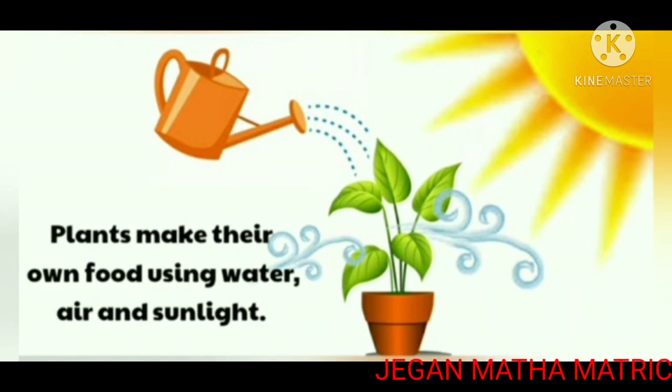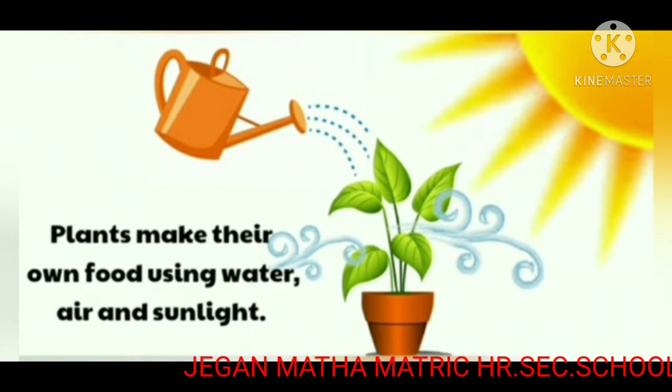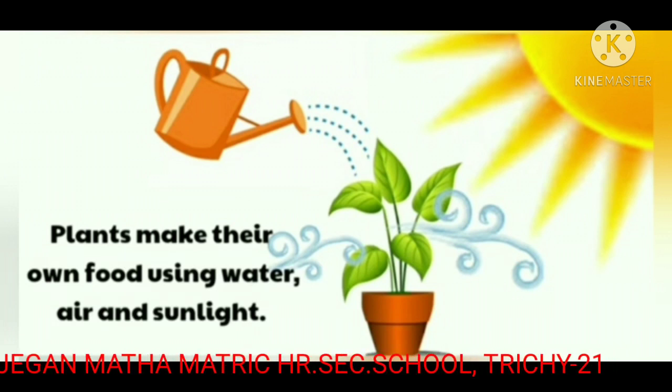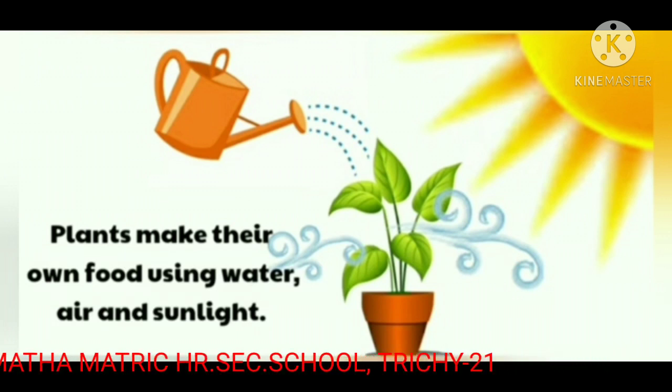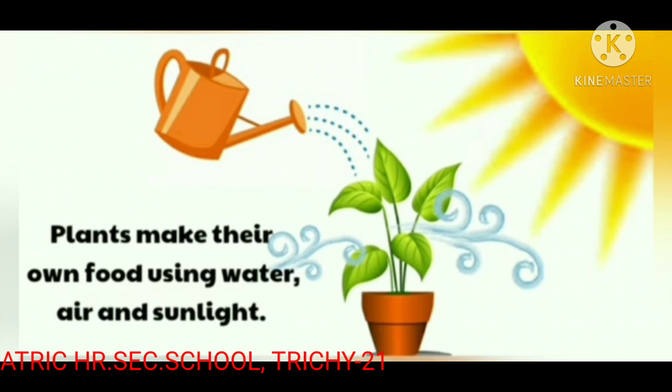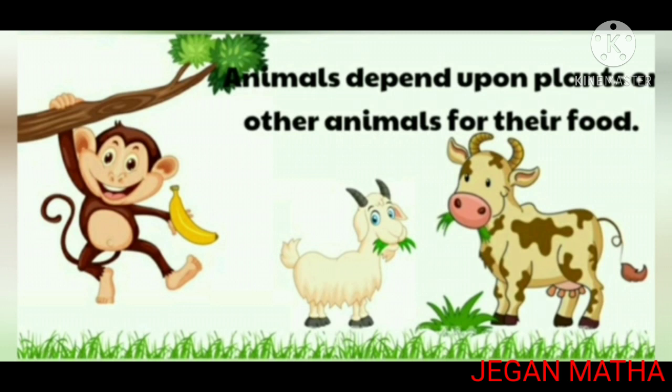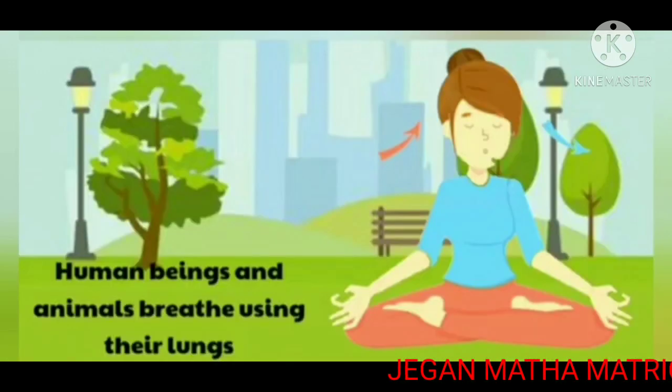Plants make their own food using water, air, and sunlight. The next one, animals depend upon plants or other animals for their food.